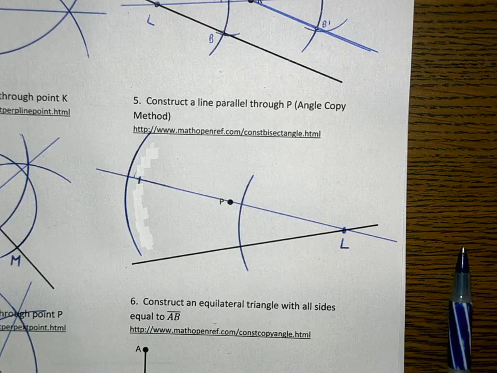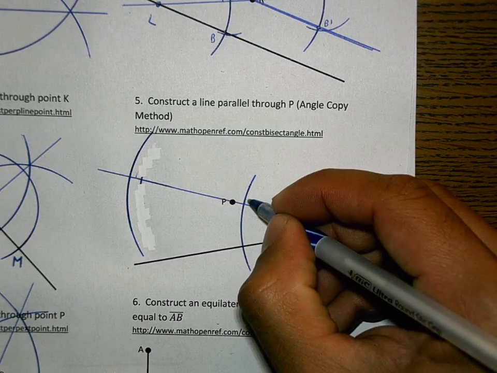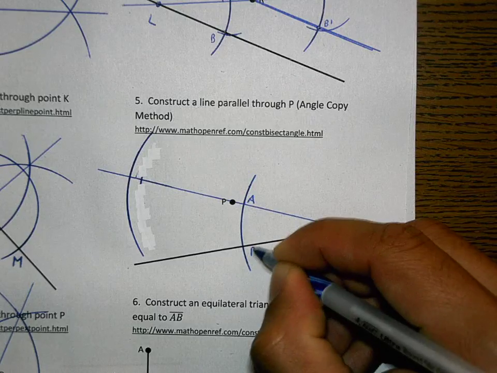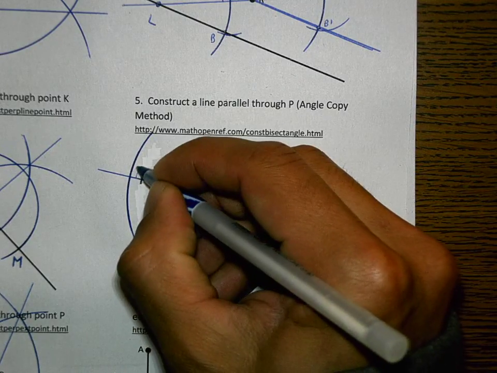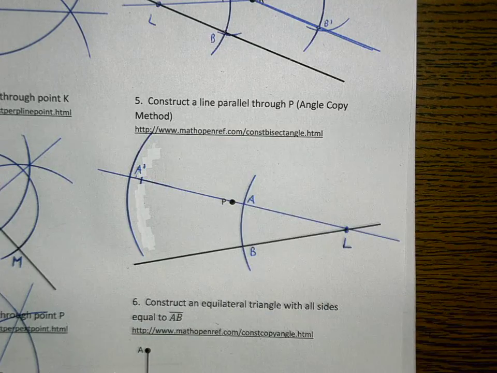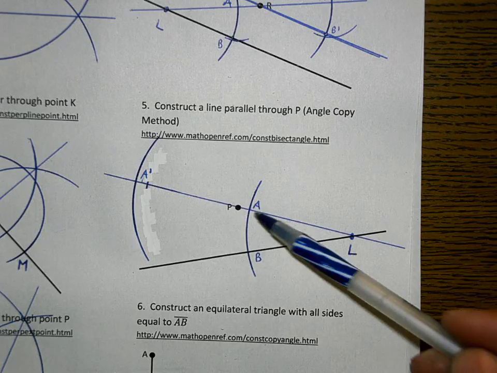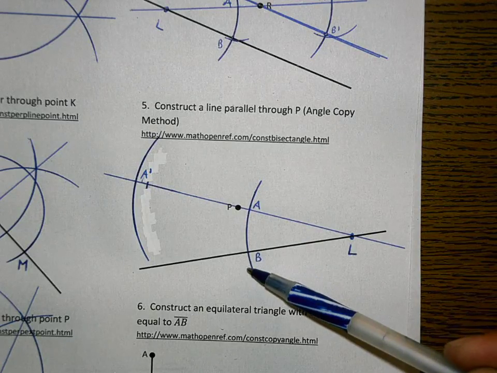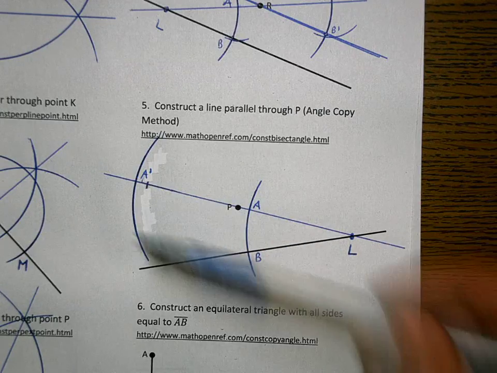That looks right. Now I'm going to label some points. I'm going to pretend that this is A and this is B. And then this over here is going to be A prime. And if I'm copying the angle, what I have to do is figure out how far it is from A to B without measuring. And I have to find that same distance from A prime and put B prime there.